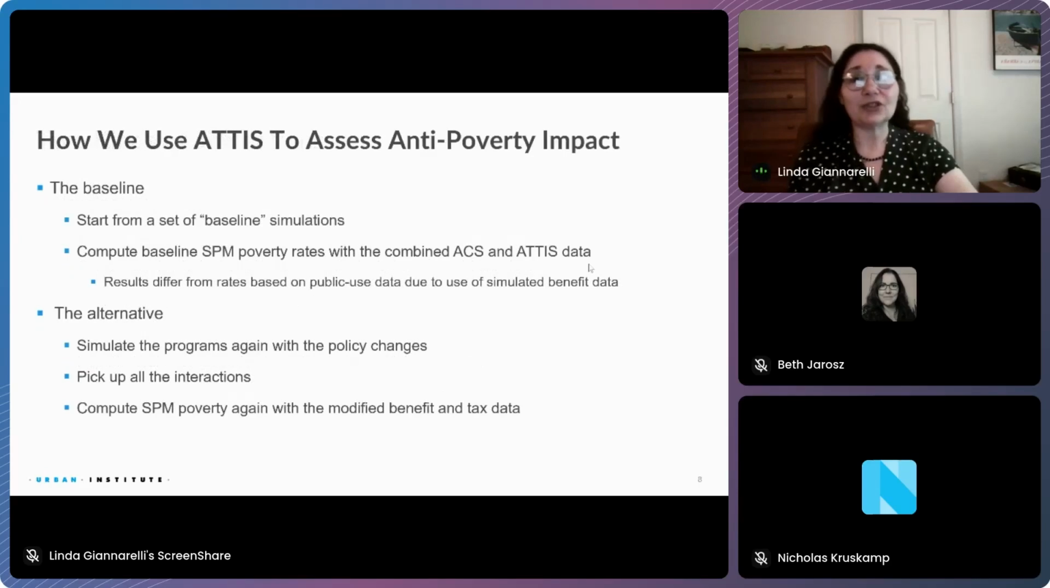So how we use the model to assess anti-poverty impact: we start from a set of baseline simulations. We compute the SPM poverty rates with the combination of the ACS data and the ADIS data. We will get a different SPM poverty rate than would be obtained just from the public use data, because we're using the simulated benefit data, correcting for underreporting. Then we run the alternative simulation with the policy change, picking up all the interactions across programs, and we compute SPM poverty again with the modified data.